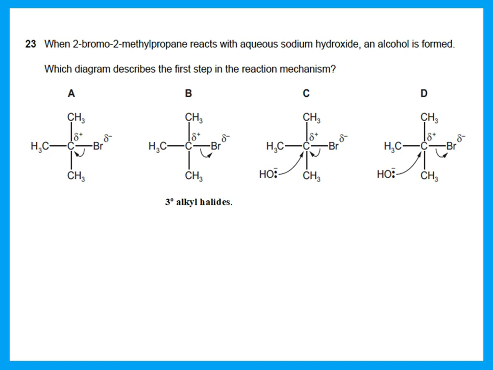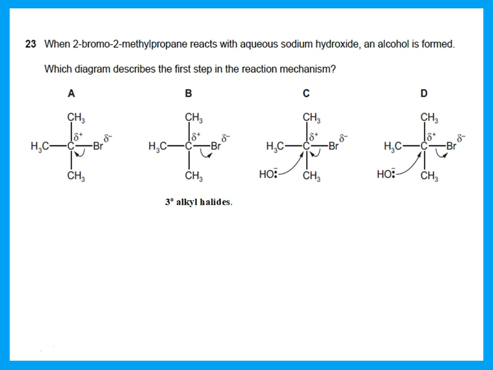Then you look at the direction of the arrows. What is happening with the direction of the arrows? If you look at A, he says the bonding pair of electrons will go to the carbon. This is not right. The bonding pair of electrons goes to the slightly negative one, so it should go to the Br, not to the carbon.